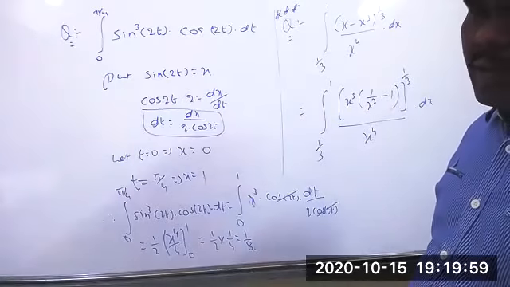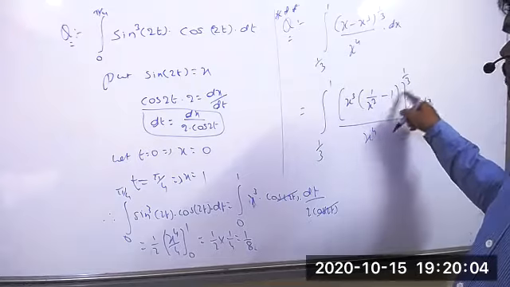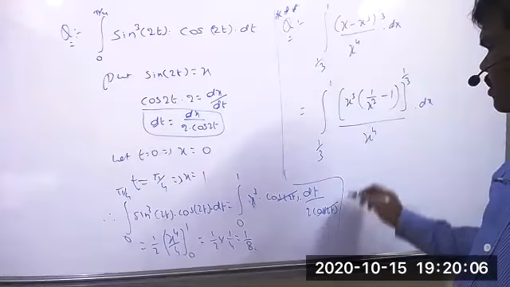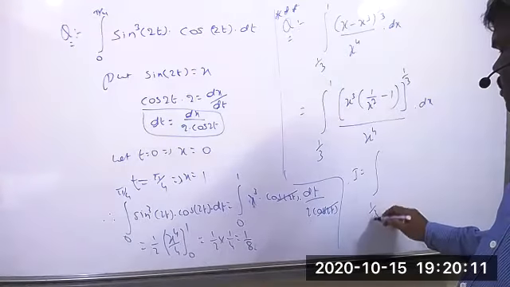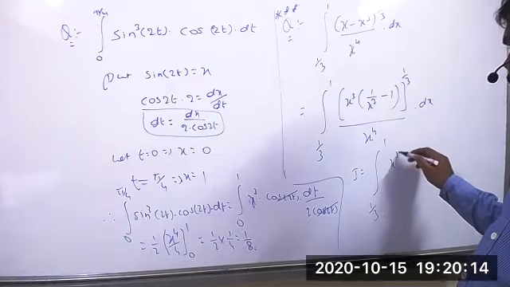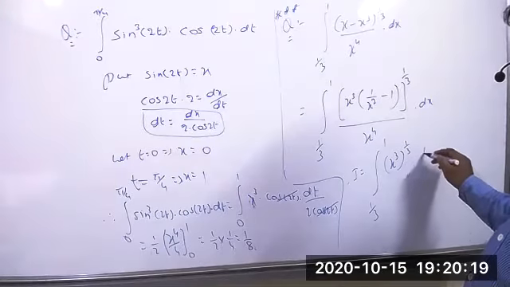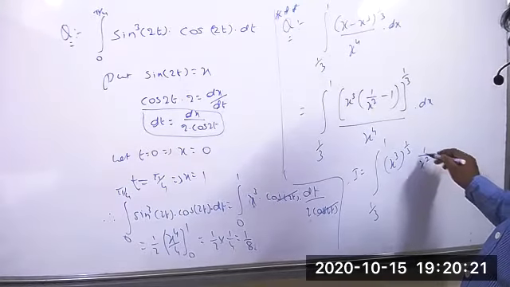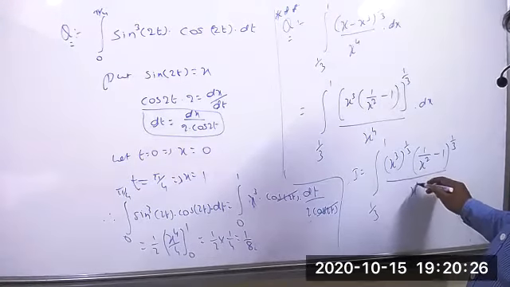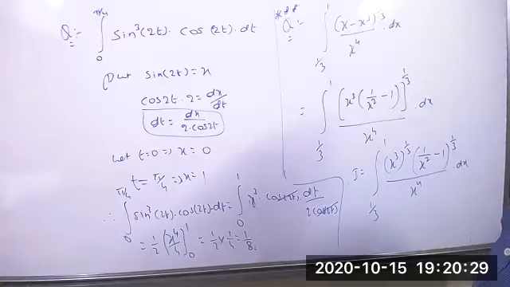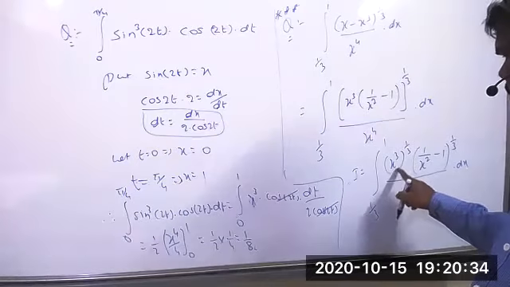For simplification only, because later you will get it. Now (a into b) whole power m equals a power m into b power m. We know very well that. So the value of I equals the integration from 1/3 to 1 of x cube whole power 1/3 into (1/x square minus 1) whole power 1/3, by x power 4 into dx. Now (a power m) whole power n, the 3 will get cancelled, and the remaining value will be only x.